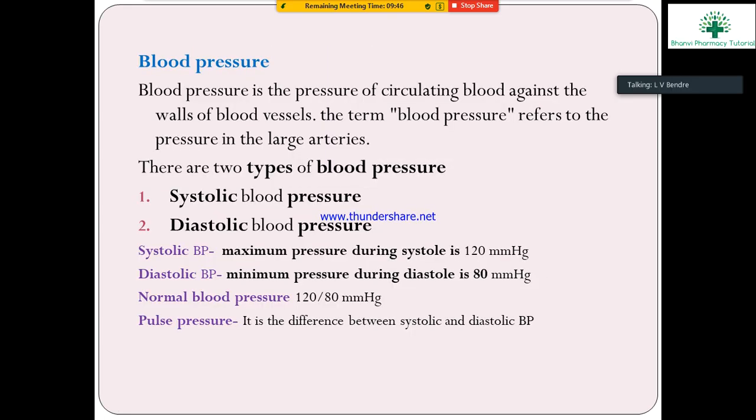Okay, next, blood pressure. What is blood pressure? Blood pressure is the pressure of circulating blood against the walls of the blood vessels.